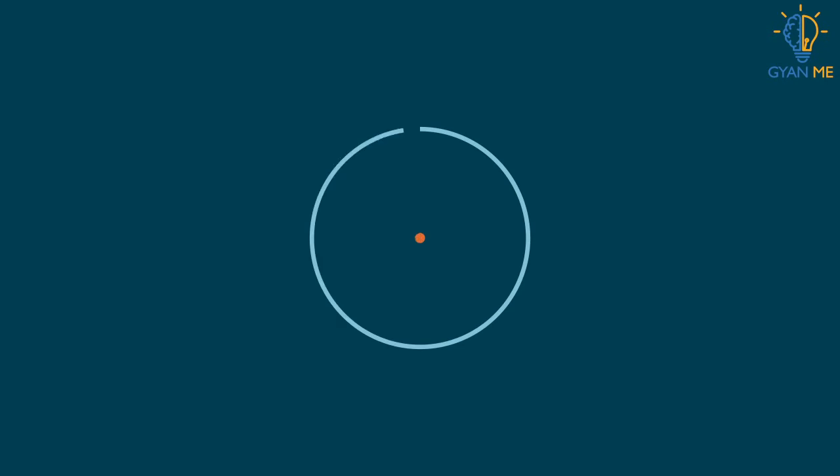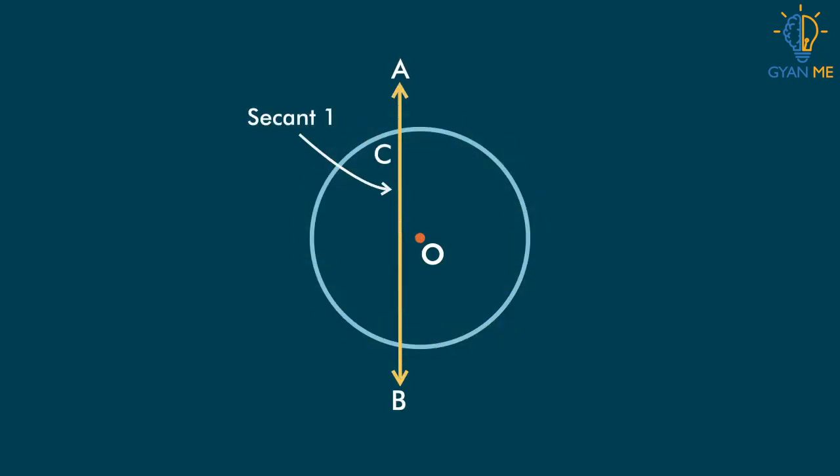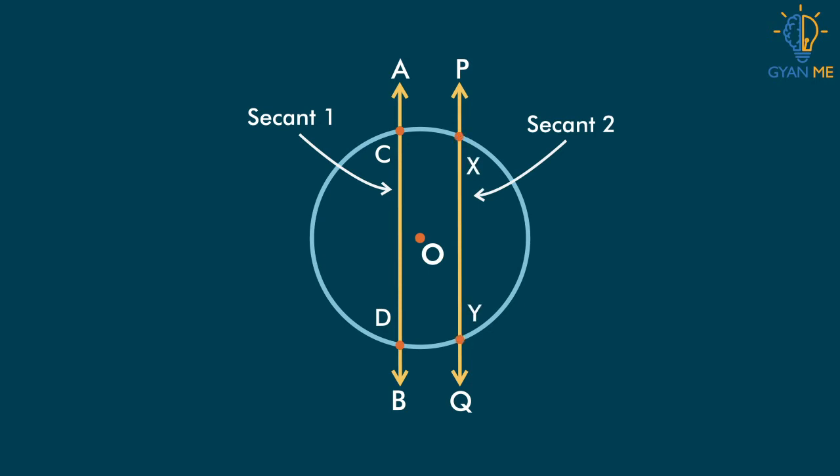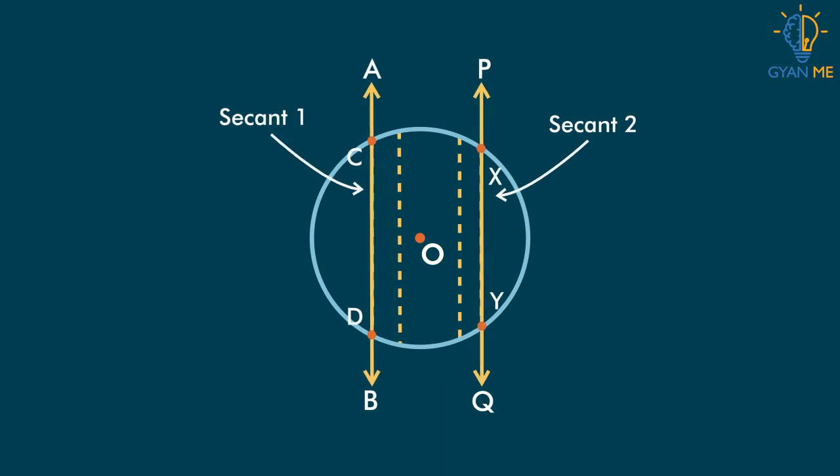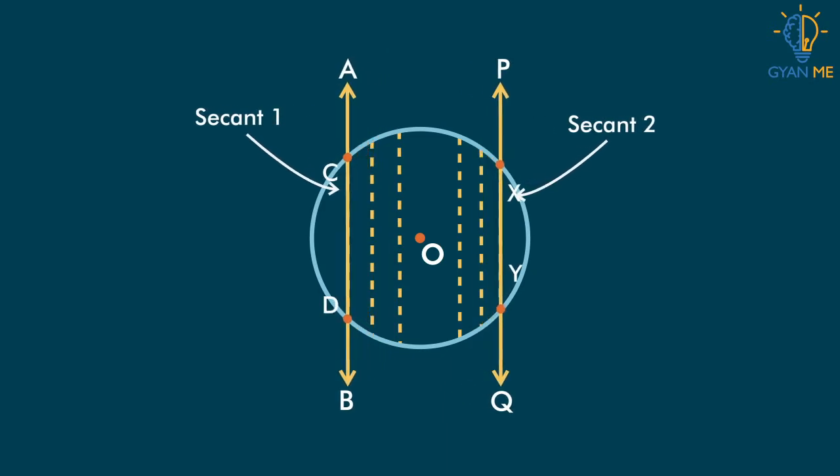Take a circle and a secant AB that intersects the circle at points C and D. Now take another secant PQ parallel to AB and it cuts the circle at points X and Y. Now let's move both these secants away from each other towards the circumference of the circle.